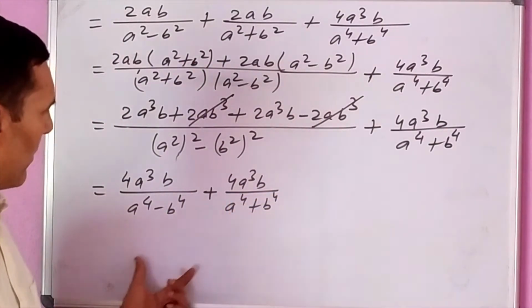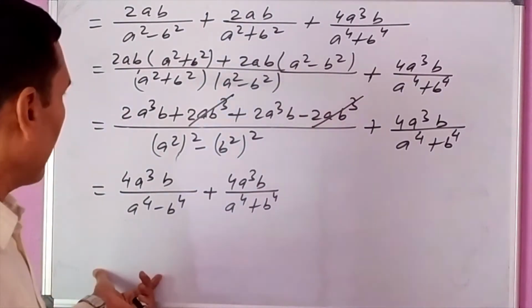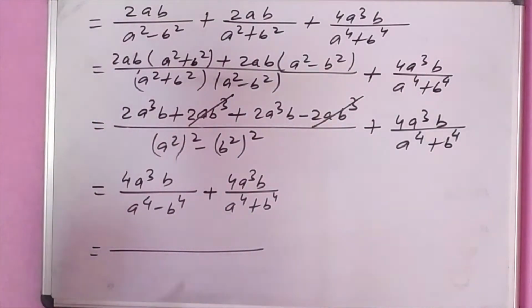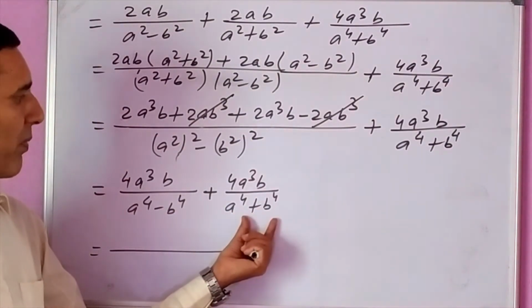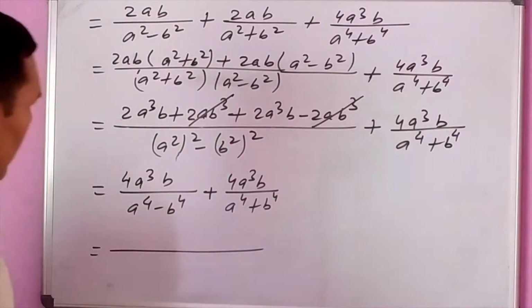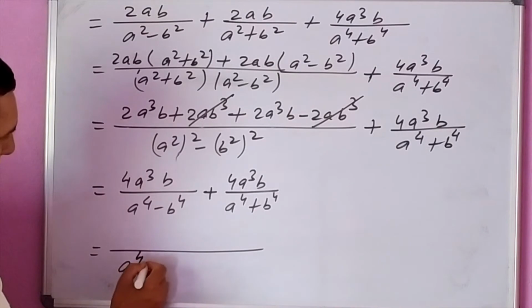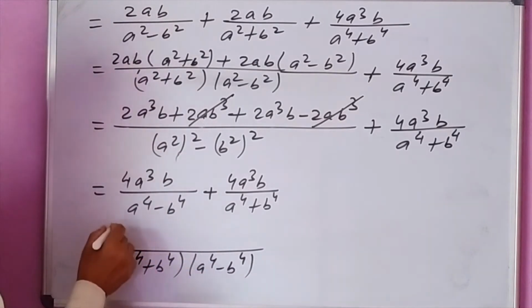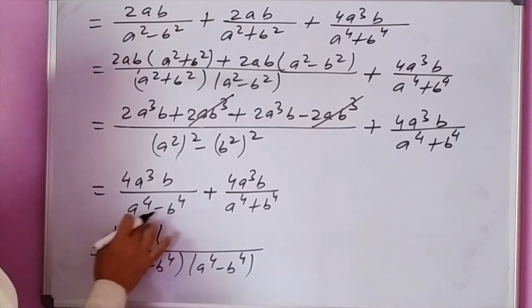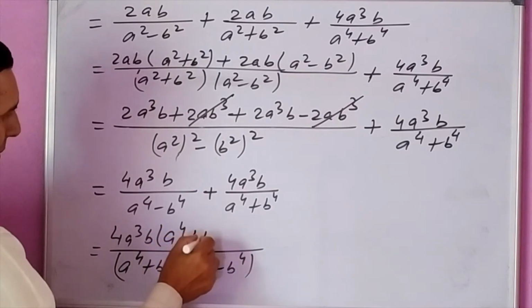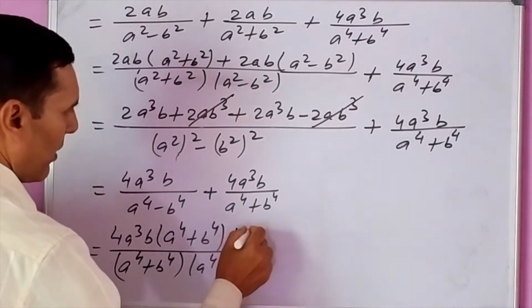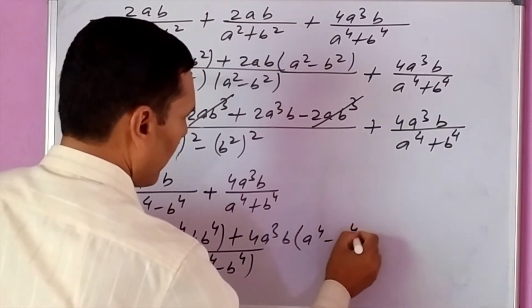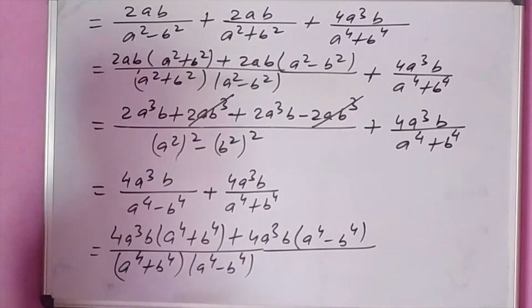Okay, look here guys, now we have two terms only. We take the final LCM here. So this a power 4 minus b power 4, a power 4 plus b power 4, both are different factors, so we take both here as LCM. A power 4 plus b power 4 times a power 4 minus b power 4, and with this 4a cube b multiplied with this a power 4 plus b power 4, and the second term 4a cube b is multiplied with a power 4 minus b power 4. Now we open the bracket here.